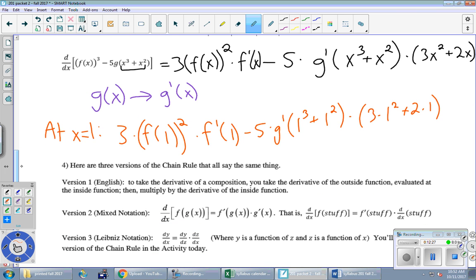Okay, I'm not quite ready to use my table real soon though. 3 times f of 1 squared, that's easy enough. Times f prime of 1, that's easy enough. Minus 5 times, but let's get our hands on what's really the single number in the parentheses. That's 1 cubed plus 1 squared, that's just 2, right? Times, let's figure out what's in this parentheses. Is that 5?